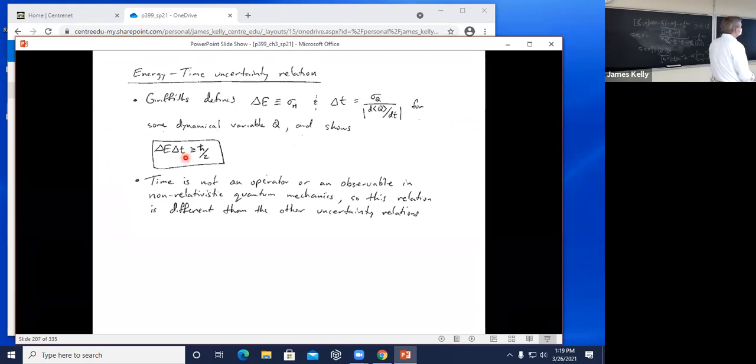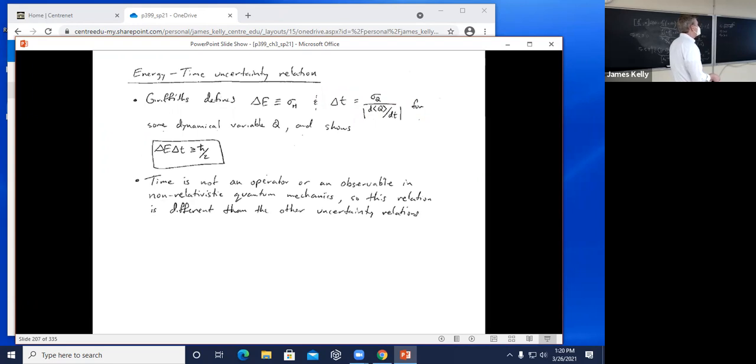So here's what Griffiths says. The meaning of delta E is the same thing as the uncertainty in the Hamiltonian. It has the usual meaning here because the Hamiltonian is a legitimate operator. But delta t is different. This is what it's defined to be. Choose a dynamical variable, Q, and we're going to define delta t to be the uncertainty in Q divided by the magnitude of the rate of change of the expectation value of Q.